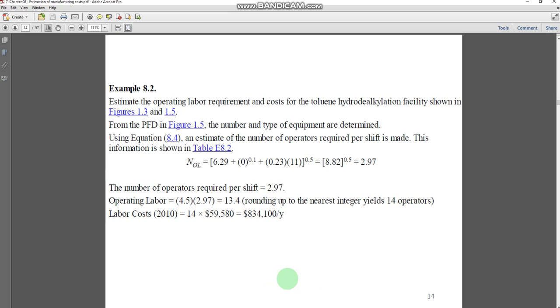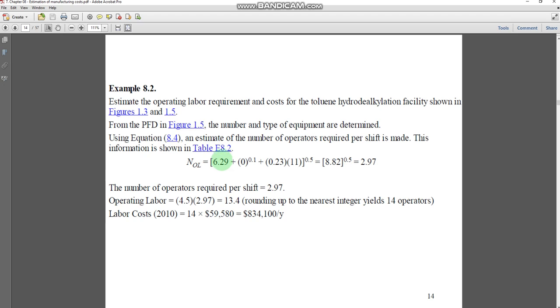Now let us solve one example, which is very simple. Estimate the operating labor rate requirement and cost for the toluene hydrodealkylation facility in figure 1.3 and 1.5. From the PFD in figure 1.5, the number and types of equipment are determined using equation 8.4, and an estimate of the number of operators required per shift is made. This information is shown in table E8.2.